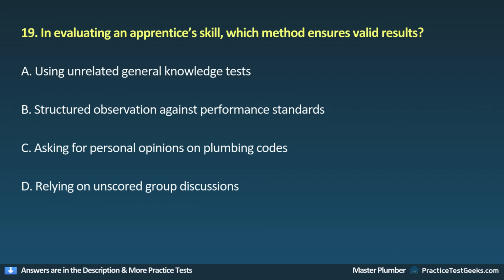19. In evaluating an apprentice's skill, which method ensures valid results? A. Using unrelated general knowledge tests. B. Structured observation against performance standards. C. Asking for personal opinions on plumbing codes. D. Relying on unscored group discussions.